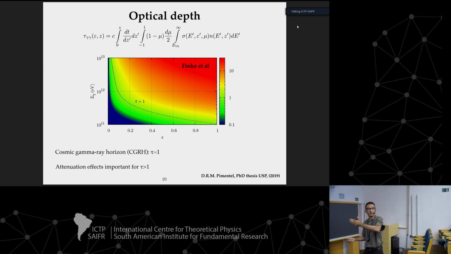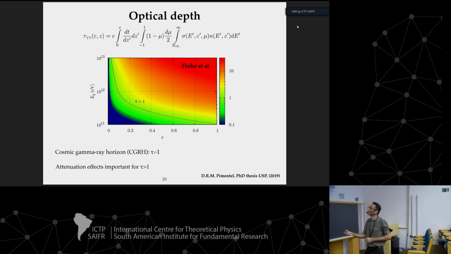Okay, so here's just the optical depth of the extragalactic medium. Since there is a probability for these photons to interact on the way to Earth, you can calculate an optical depth as if you were inside a plasma, for example. And this optical depth will depend on the redshift and also on the energy at the same time.